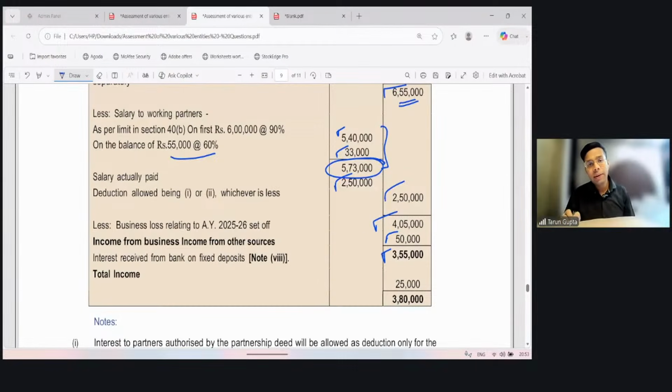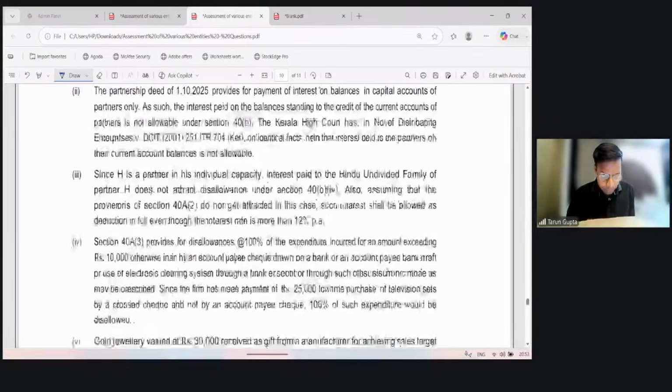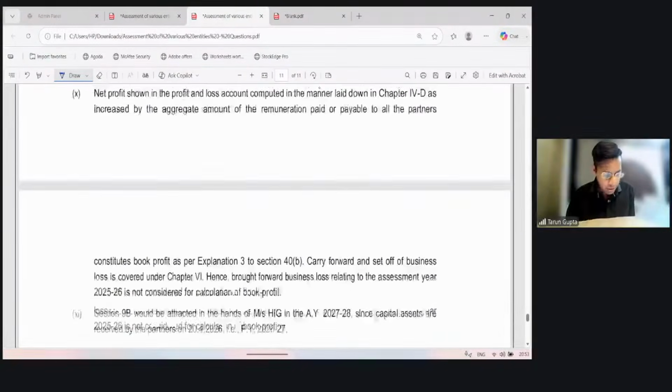This is my PGBP, 3,55,000. 25,000 is the other source income. My total income is 3,80,000. Total income of the partnership firm. Okay? These all are the explanations which we just discussed.